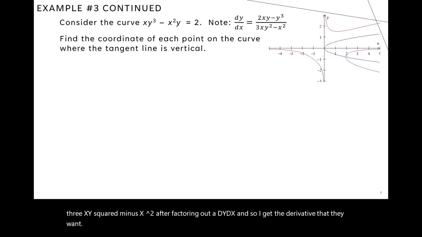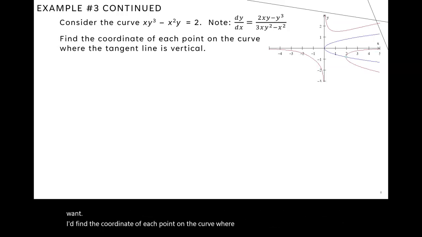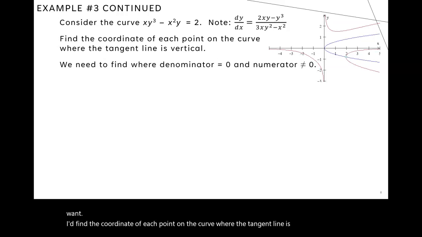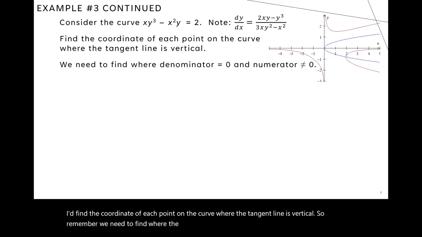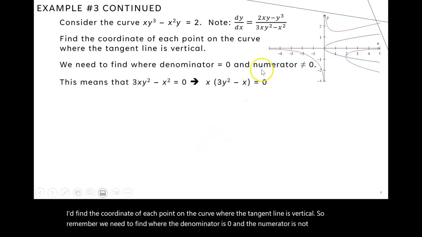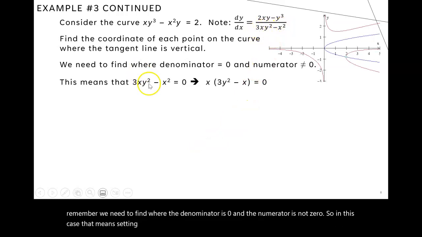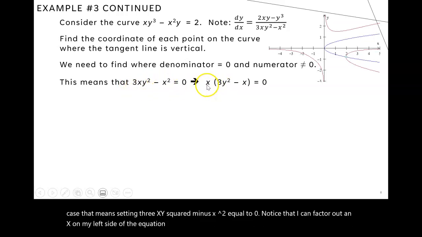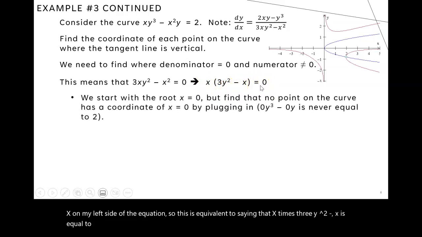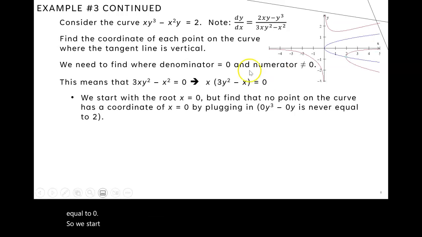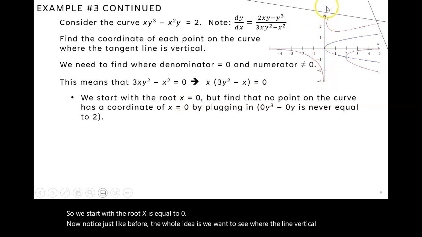All right, find the coordinate of each point on the curve where the tangent line is vertical. So remember, we need to find where the denominator is 0 and the numerator is not 0. So in this case, that means setting 3xy squared minus x squared equal to 0. Notice that I can factor out an x on my left side of the equation. So this is equivalent to saying that x times (3y squared minus x) is equal to 0. So we start with the root x is equal to 0. Now notice, just like before, the whole idea is we want to see where the vertical line x equal to 0 intersects the curve.